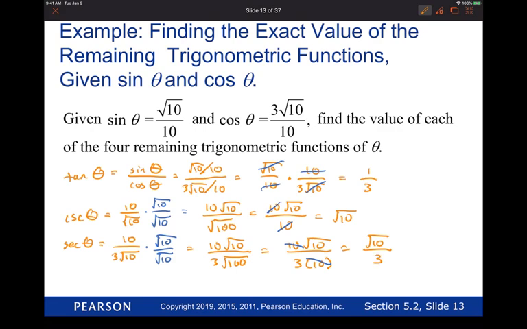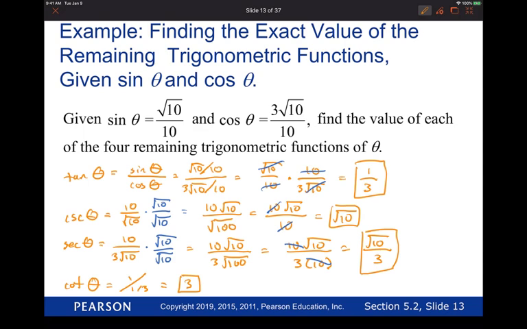Okay, so we got this for tan. We got this for cosecant. We got this for secant. What's the final one? Cotan theta. What's cotan? The reciprocal of tan. So this is just going to be 1 over 3. Is that okay with everyone? So these should be the 4 remaining.